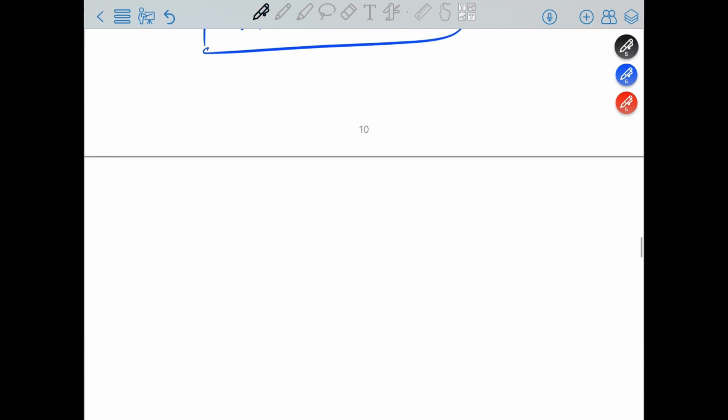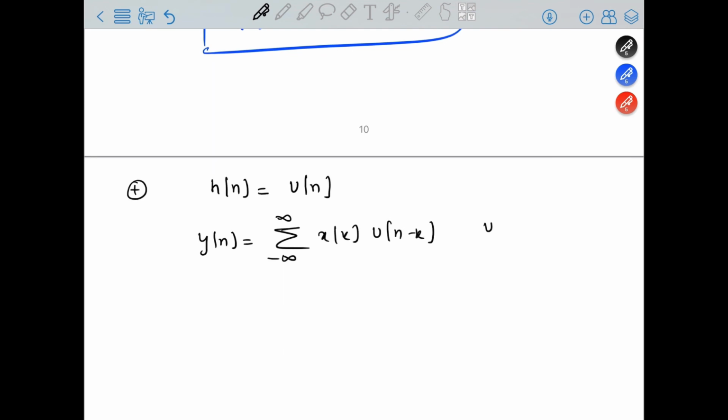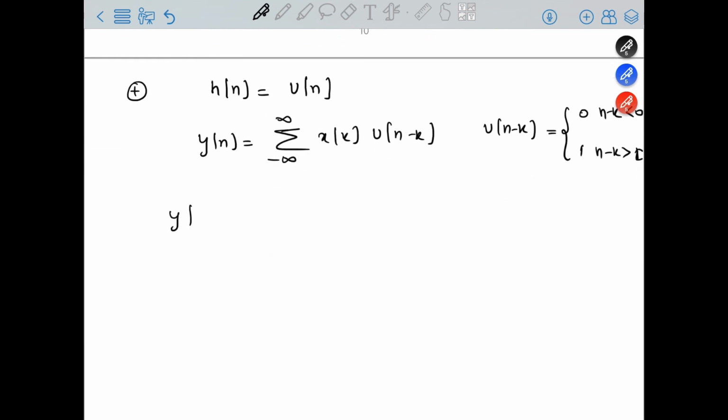So let's see this property with the help of an example. Suppose we have an impulse response h[n] equal to u[n]. So y[n] can be represented as the sum from k equals minus infinity to infinity of x[k] u[n − k], and we all know that u[n − k] is equal to 0 for n − k less than 0, and equal to 1 for n − k greater than 0. So then y[n] can be written as the sum from k equals minus infinity to n of x[k], and you can see that this is the expression for the accumulator.